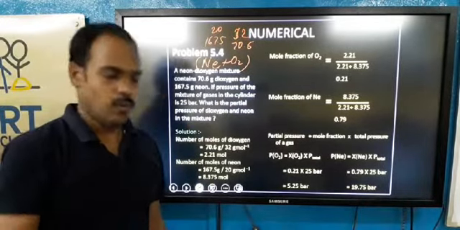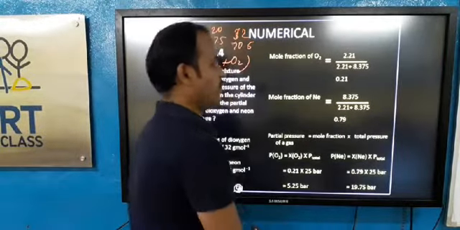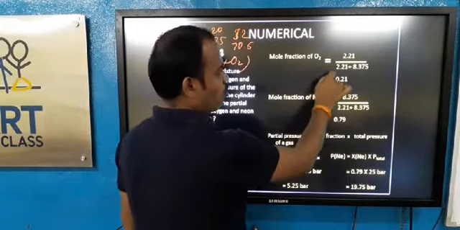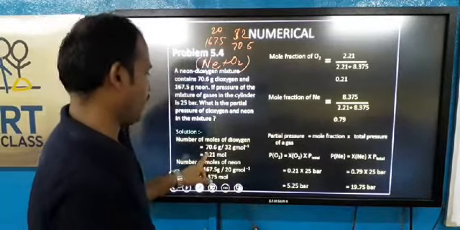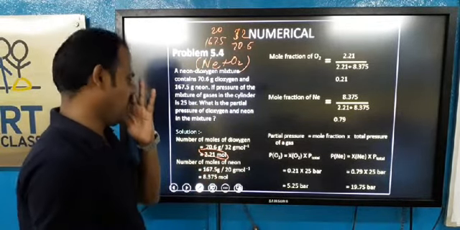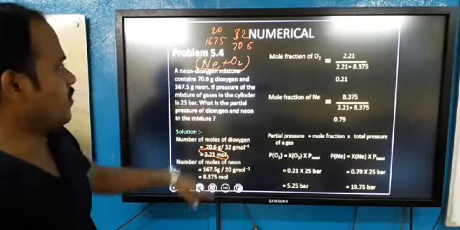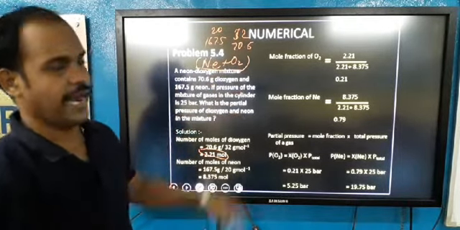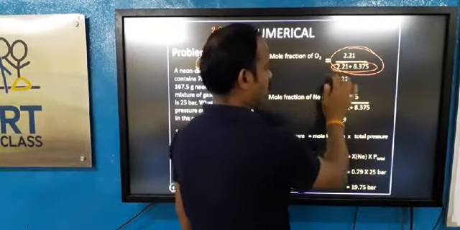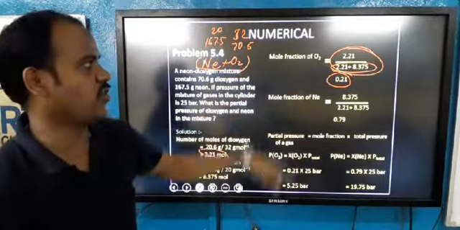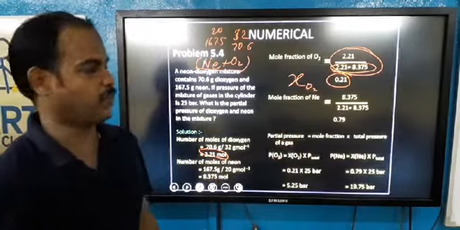Mole fraction of O2. Mole fraction is equal to the number of moles of the component divided by the total number of moles of the mixture. If you calculate the mole fraction for O2, this will be equal to 0.21. Here we have calculated the number of moles of oxygen and the total number of moles. Since the mixture is made of neon and oxygen, the total number of moles will be the number of moles of neon plus the number of moles of oxygen. Solve this equation, you will find 0.21. This is the mole fraction of O2. You can write it as x O2. x is the mole fraction symbol.